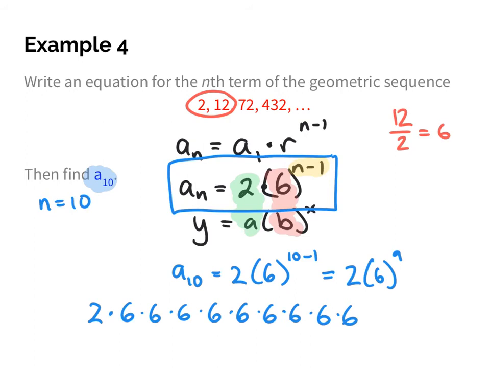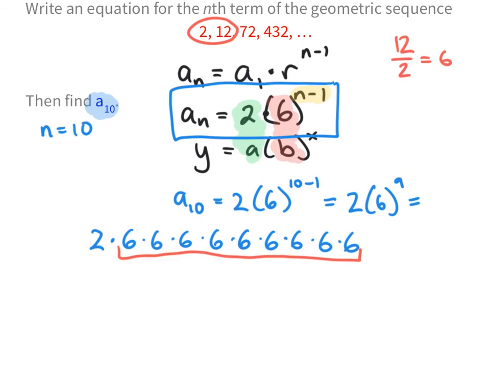So, I just want to explain again why we have the n minus 1, or 10 minus 1 here. I'm trying to find the 10th term. So notice if I count, I have 1, 2, 3, 4, 5, 6, 7, 8, 9, 10 terms there. But because I'm starting off at a number, I'm starting off at 2, I'm only multiplying by 6 nine times. So that is why we have the n minus 1 in there. But if I were to actually plug that value of 10 into my formula, I'd get 2 times 6 to the 9th. I'm going to get an extreme number.